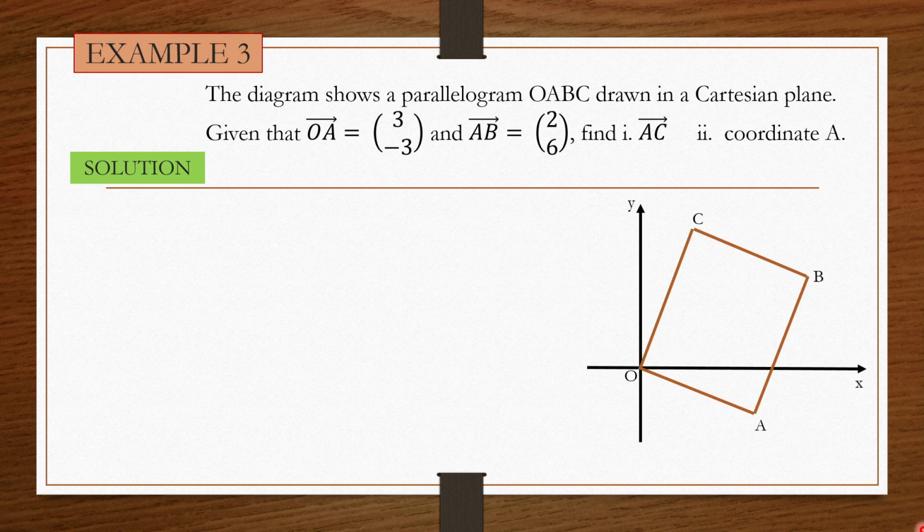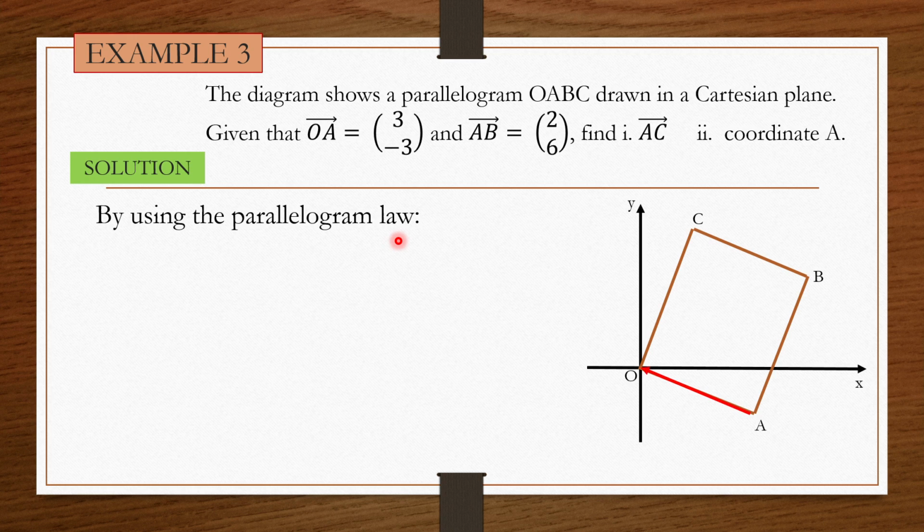Okay, now let's move on to question 3. The diagram shows a parallelogram OABC. Given vector OA and AB in column form. The first question, you are asked to find AC. Now, if you look at the diagram, AC is the diagonal of the parallelogram. So here I'm going to use the parallelogram law to find vector AC.